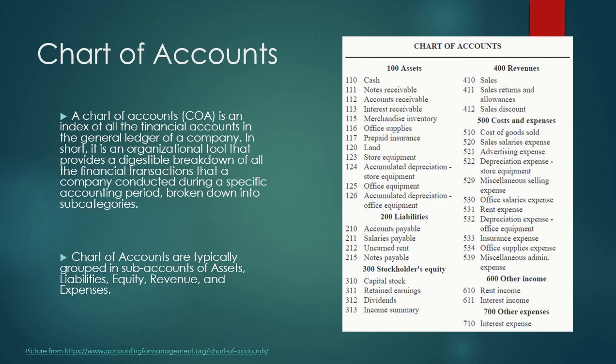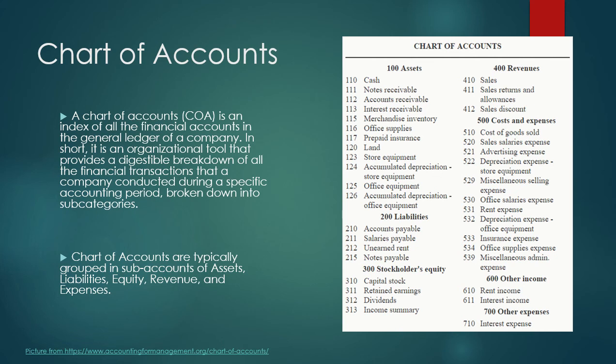If we look here at our example of a chart of accounts, we see that we have assets under a category of 100. We see we have liabilities under a 200 category. There's our equity, there's our revenue, there's our costs and expenses. And this example also shows other income and other expenses. And I think that's a key point because our chart of accounts can be tailored to our business. It can really be something that allows us to just record the transactions.